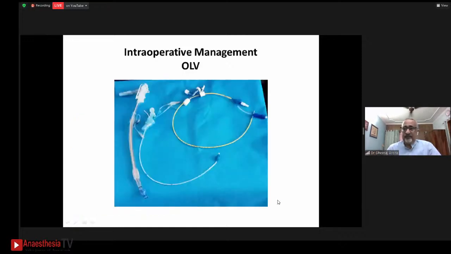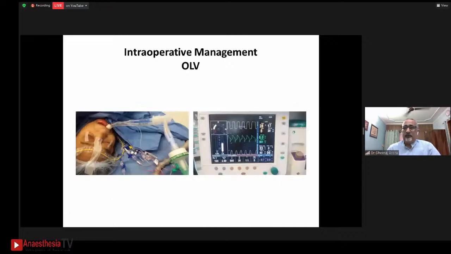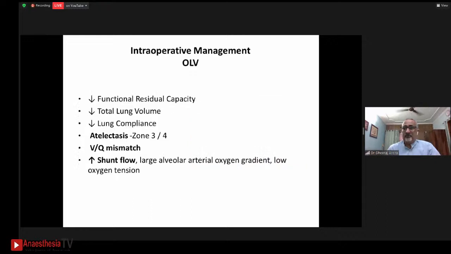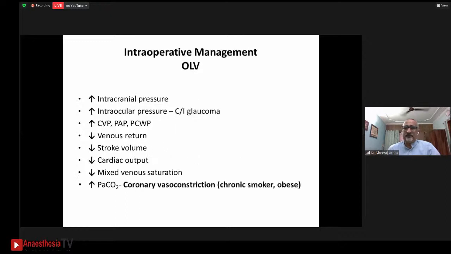Now, for one lung ventilation we can use bronchial blockers or a double lumen tube. Airway pressure will increase, and we have to manage accordingly. We have to use small tidal volumes. Then all these problems are there with one lung ventilation: decreased FRC, decreased lung compliance, atelectasis, increased shunt flow.